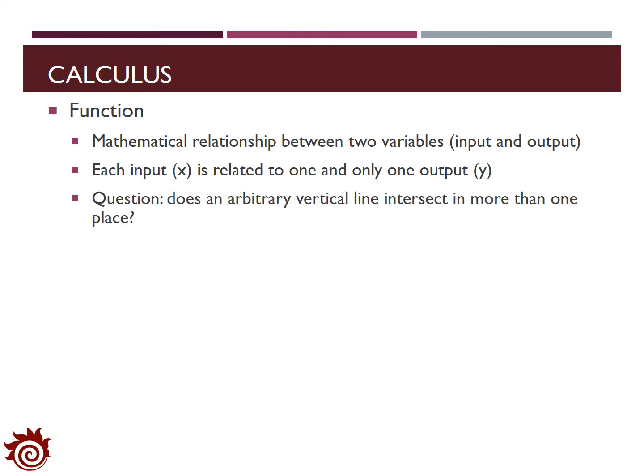With this property, we can ask one question. Does an arbitrary vertical line intersect the function in more than one place? The answer is no, because for each input we can only find one output. That means only one point can intersect with a vertical line related to one input.